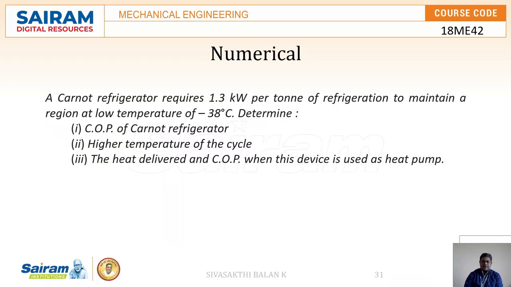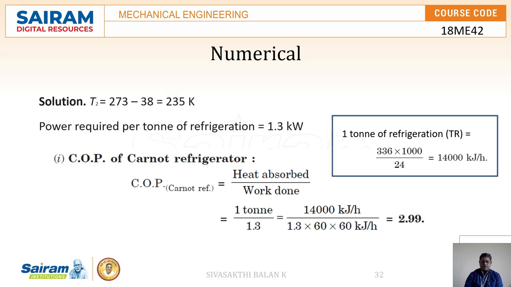The problem which I have taken for today's discussion is something like this. A Carnot refrigerator requires 1.3 kilowatt per ton of refrigeration to maintain a region at a low temperature of minus 38 degree centigrade. They ask us to determine the COP of the Carnot refrigerator, the high temperature of the cycle, the heat delivered, and the COP when the device is used as a heat pump. This is the solution which we are going to give for this.